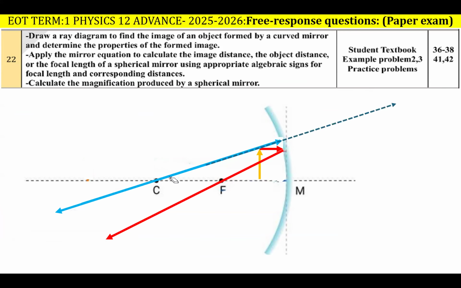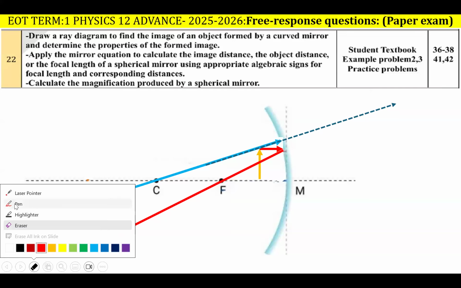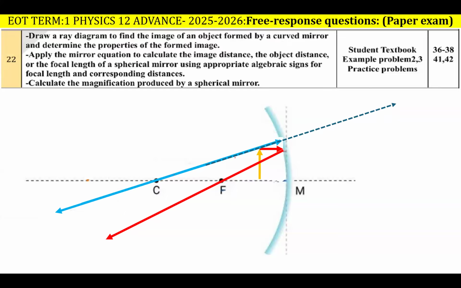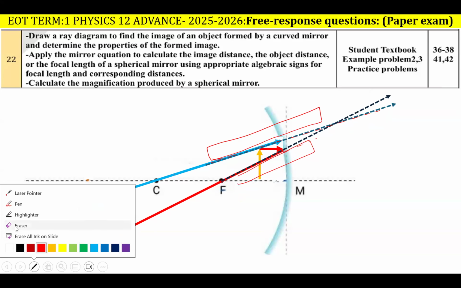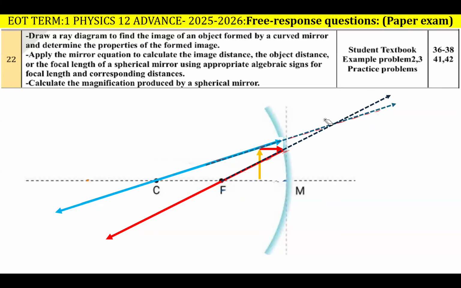Look here. Whenever you are drawing this, make sure you use a ruler and trace this line. Keep your ruler like this and trace it backwards. Whenever you're drawing this one, keep your ruler over here and trace it backwards. Look here, just like I trace it backwards. These two rays are meeting at this point. So I can say the image will be formed over here.